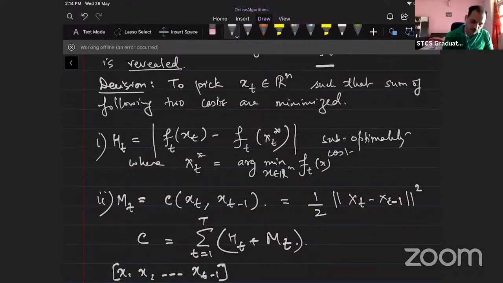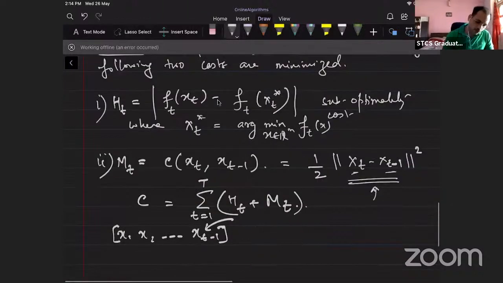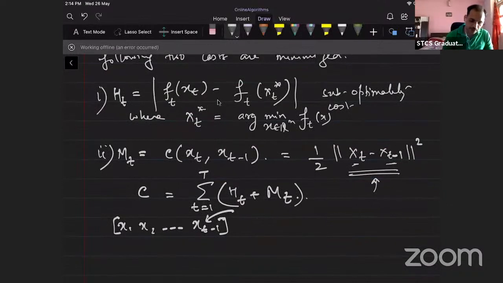The decision at time t is only going to depend on what you have chosen at time t minus 1 via the movement cost. That is how much movement you are going to make from x_t minus 1 to x_t. See, you would ideally like to go to x_t star, but this movement cost is going to prevent you from moving all the way to the optimal point. So the overall cost is going to be h_t plus m_t, and minimize this with respect to x_t.